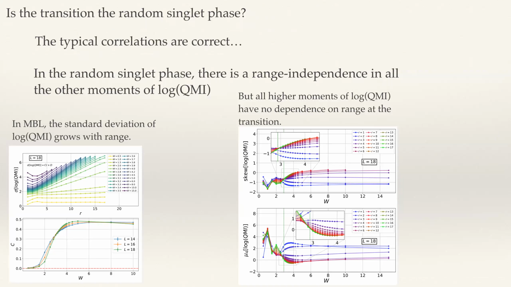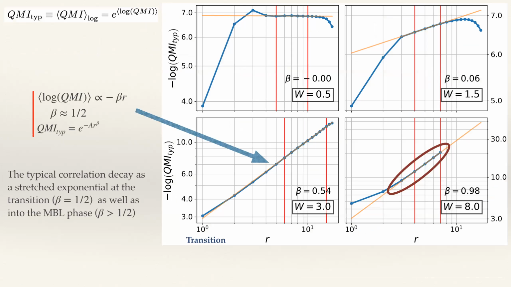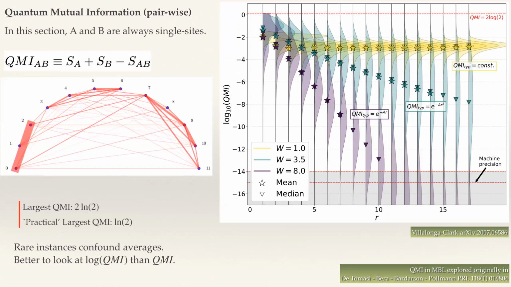So we can go back and say, look, is this evidence that we have a random singlet phase, the infinite disorder fixed point? That's not what was expected. But maybe, I mean, this is exactly the correlations that Daniel Fisher and company have found for that. And so we can now look at the other moments of this distribution. This distribution is the distribution of log QMI. And there's actually a prediction for all of the moments of the infinite disorder fixed point.